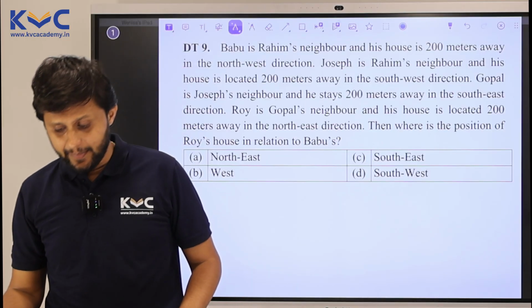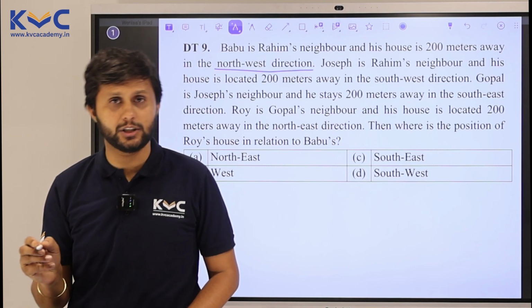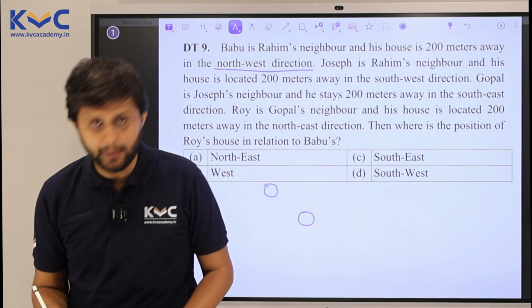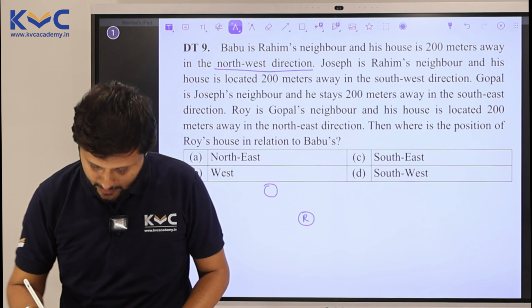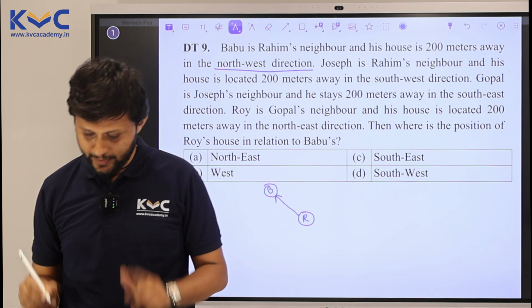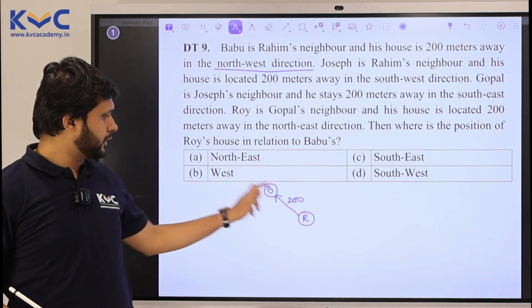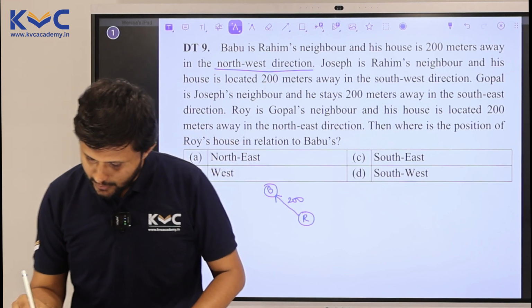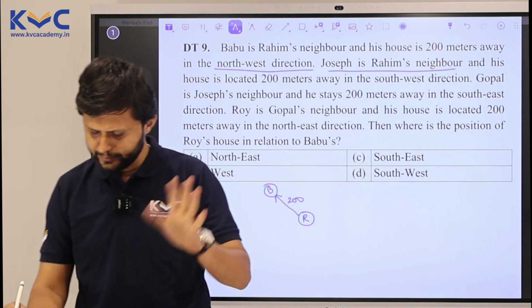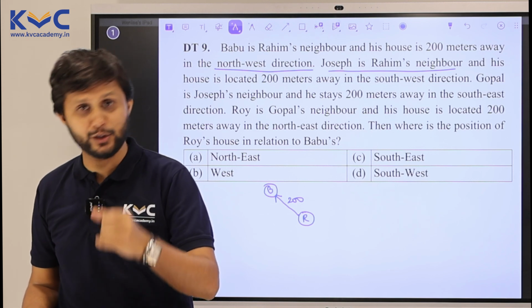Next, question number 9. Babu is Rahim's neighbor and his house is 200 meters away in the northwest direction. So there is northwest. This is Mr. Rahim. Northwest of him, there is Babu. How many meters? 200 meters. Perfect, right? Rahim, northwest, we have Babu. Joseph is also Rahim's neighbor. This question is full of diversity, everybody is there. Babu is there, Rahim is there, Joseph is also there.